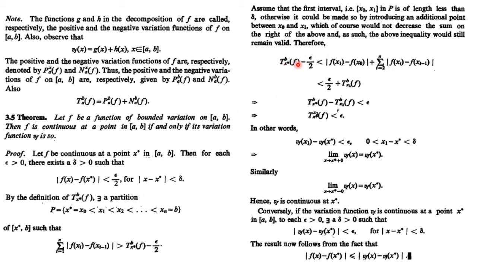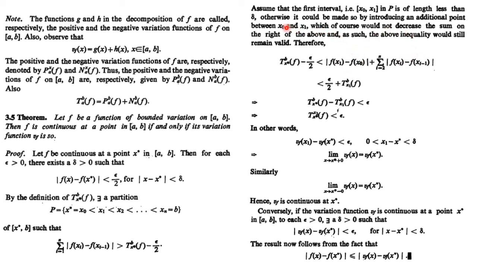The total variation of the function going from x star to b, over the interval x star to b, minus epsilon by 2, is less than this summation. Okay. So we split this summation. This summation is going from 1 to n. We separate the first term and then take the summation from 2 to n. Okay. So we get this plus this.